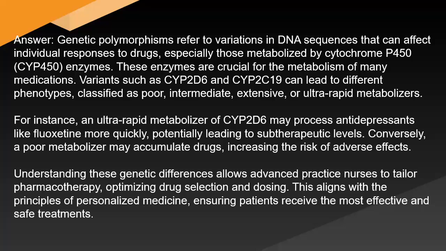For instance, an ultra-rapid metabolizer of CYP2D6 may process antidepressants like fluoxetine more quickly, potentially leading to subtherapeutic levels. Conversely, a poor metabolizer may accumulate drugs, increasing the risk of adverse effects. Understanding these genetic differences allows advanced practice nurses to tailor pharmacotherapy, optimizing drug selection and dosing. This aligns with the principles of personalized medicine, ensuring patients receive the most effective and safe treatments.